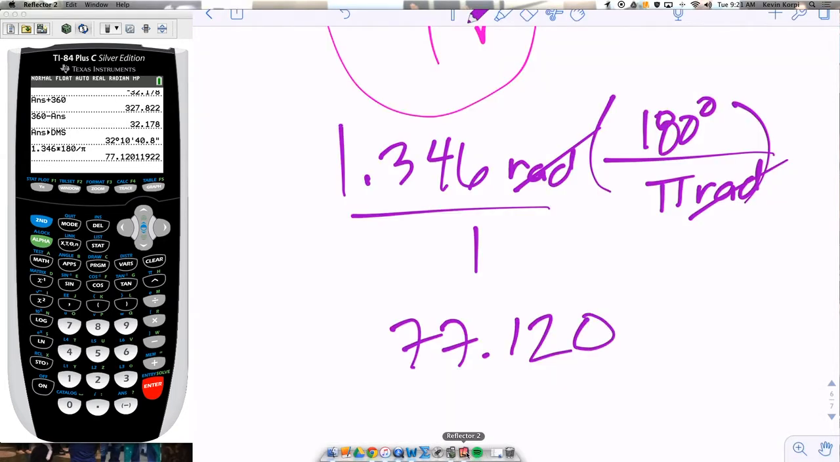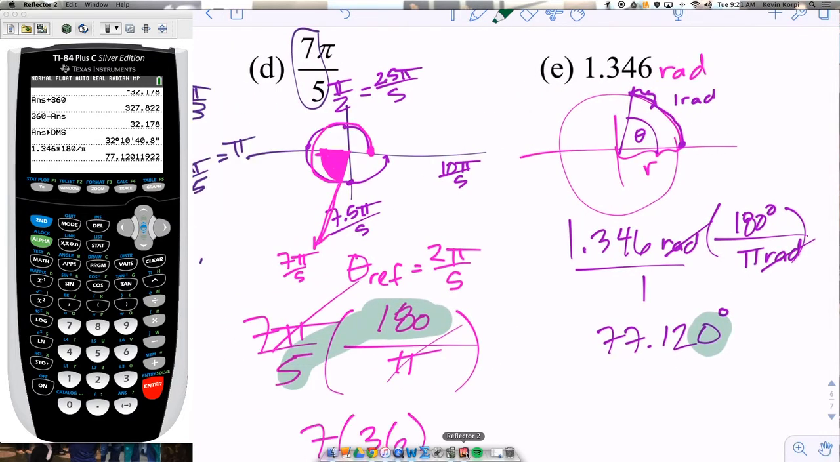Now, if that last decimal is a 0, do you really need to write it? Yes. Okay, because it's not a terminating 0. There are numbers after it that aren't 0, so it's part of the accuracy of the number. So don't leave that trailing 0 off. Okay, so that did end up being in quadrant 1.